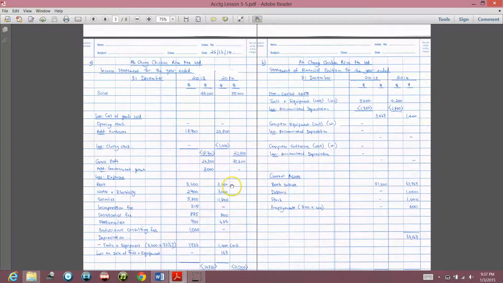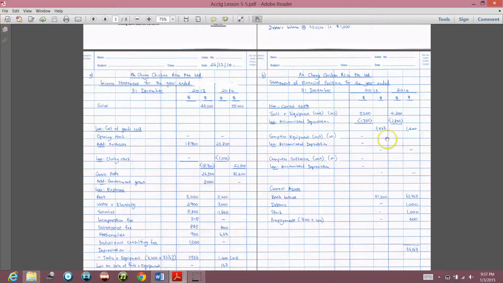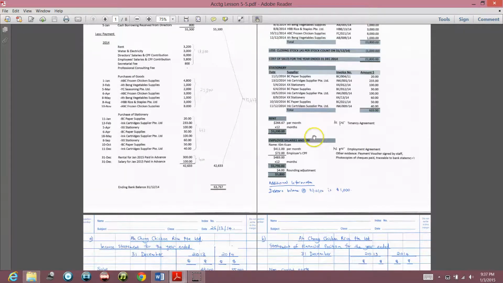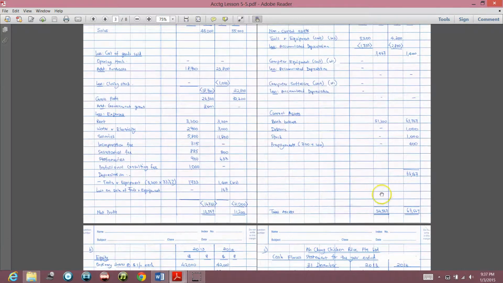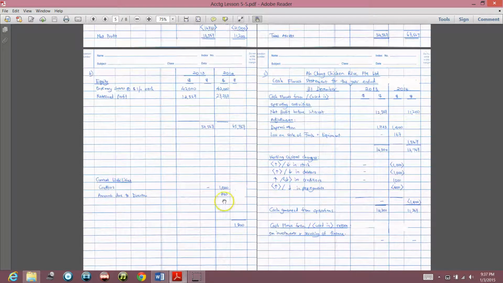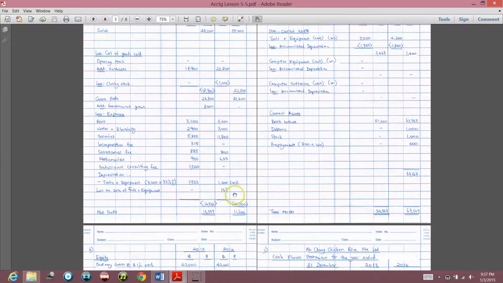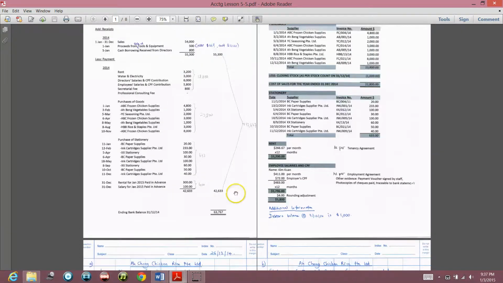Okay, so this one is easy. I actually just pluck it from the question, right? So I have finished up this part. Now this one, amount due to director, where did I get this figure from? This one is cash borrowing from director received.